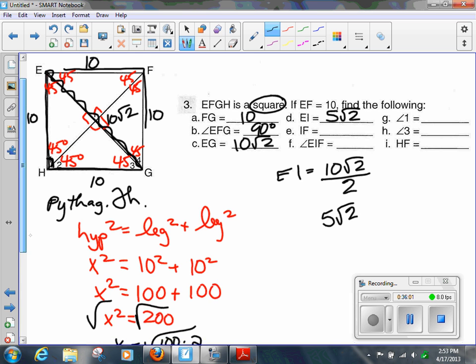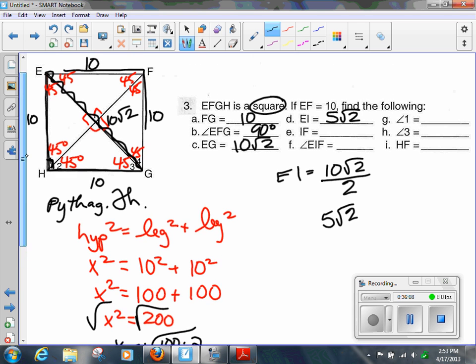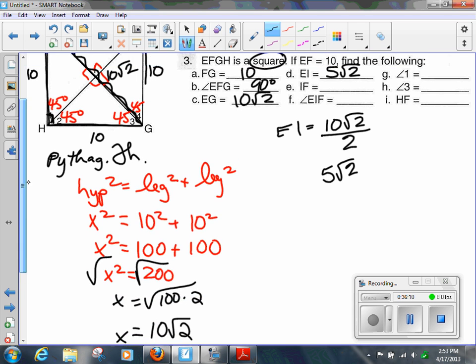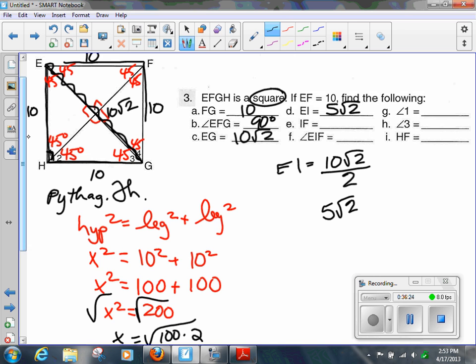Because of the Pythagorean theorem, we had to use the Pythagorean theorem to solve for EG. That's what we just solved for right here. It's a 45, 45, 90 triangle. It's a right triangle. I had 2 legs given, so I was able to use that. How about IF? 5√2. What about angle EIF? 90 degrees. Very good.